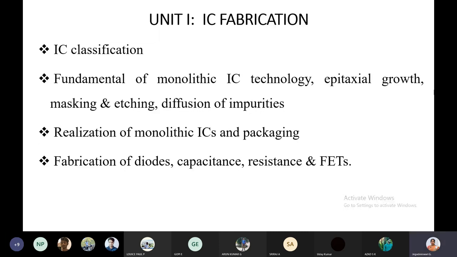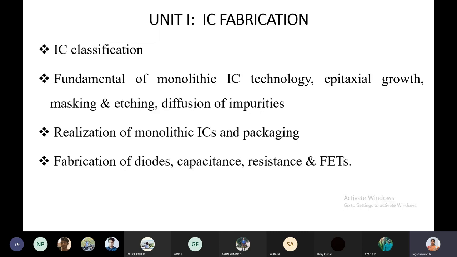Then the realization of monolithic ICs and packaging: how they are making the IC, how they are packing the IC, how they are delivered into the market. Everything we're going to see. At last, fabrication of diodes, capacitors, resistors, and FET. We will see that in a detailed manner. These are the topics we are going to discuss in unit 1.